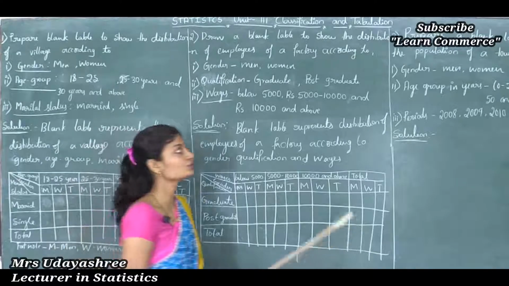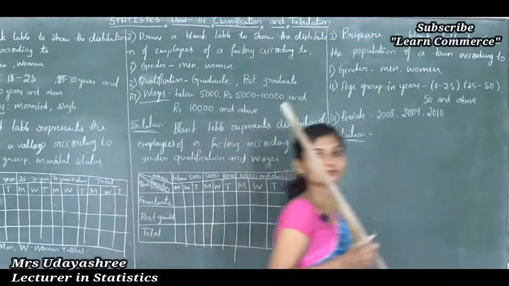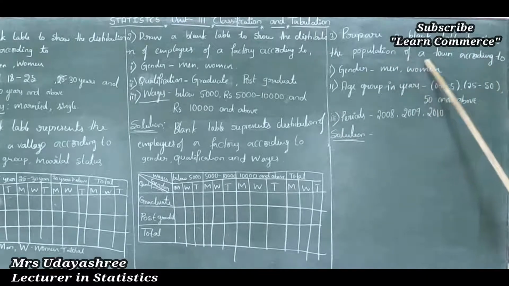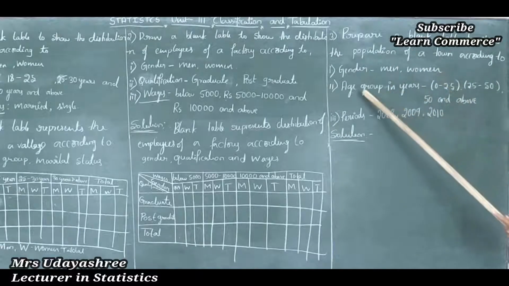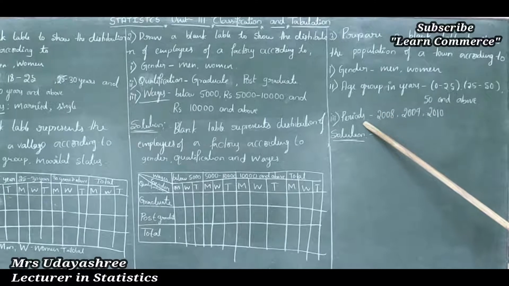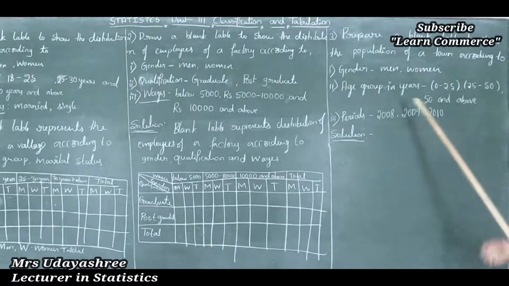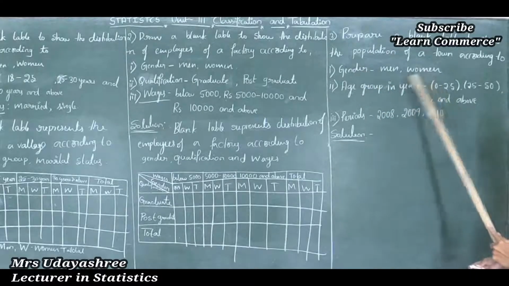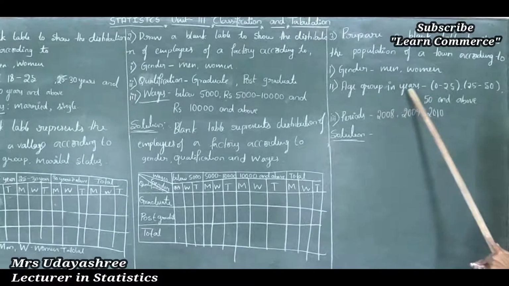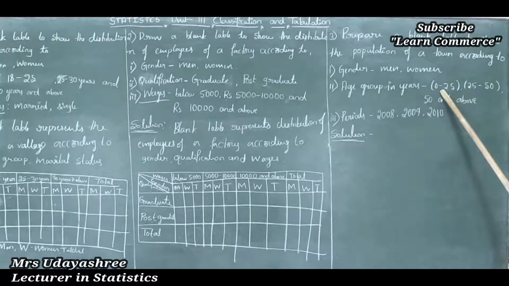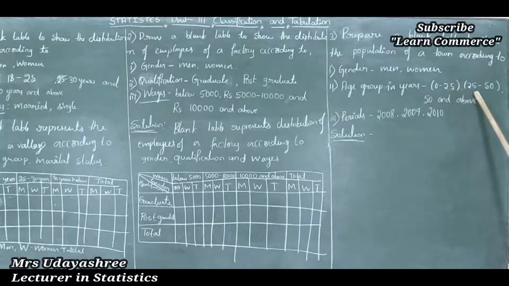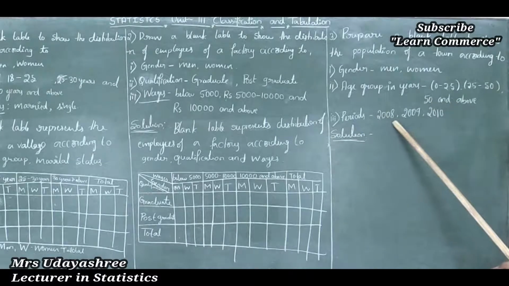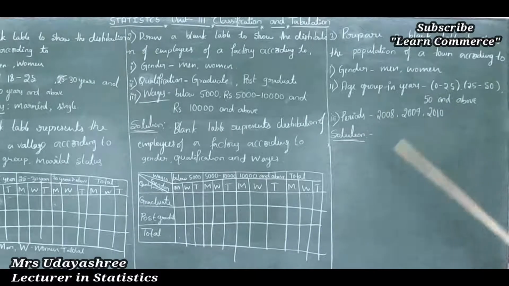Okay, next move to problem number 3, that is prepare a blank table to show the population of a town according to gender, age group in years and periods. Okay, now see here gender classification has men and women, and age group in years classification has 0 to 25 years, 25 to 50 years and 50 and above. Then periods given here are 2008, 2009 and 2010.